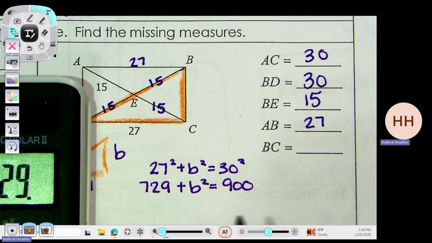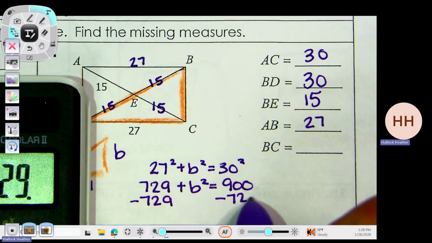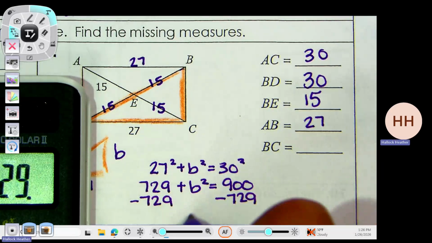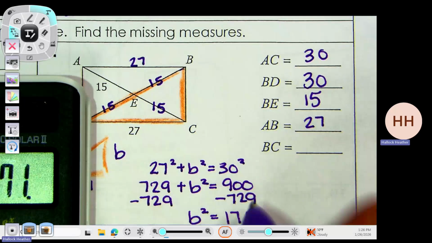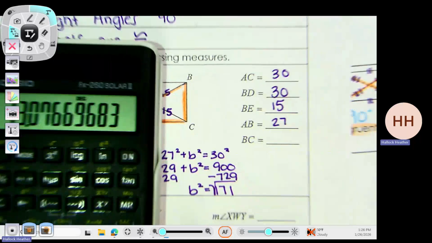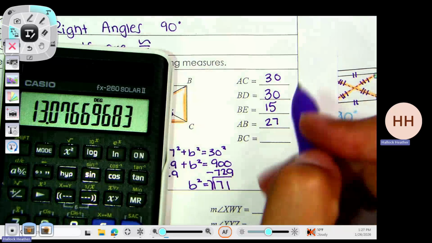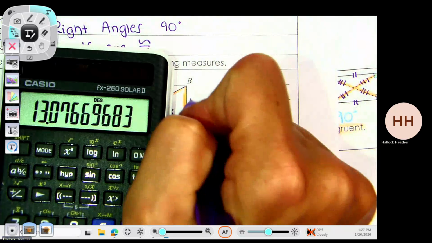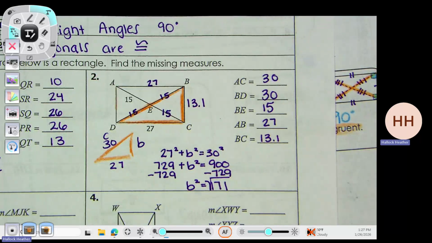Hey, what'd you get? What'd you get, Gabby? 13.1. That's perfect. Yeah, I have that one down. So when you square root this, you get 13. Oh, it's so zoomed in, you can't even see what I'm writing. 13.07. So that 7 is going to make the 0 go up to a 1. So we're going to say 13.1. That's what happens when you pay attention part of the time. So basically all you do is minus that amount. And then square root it.